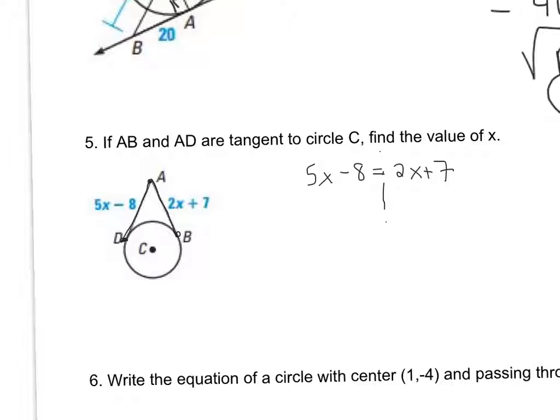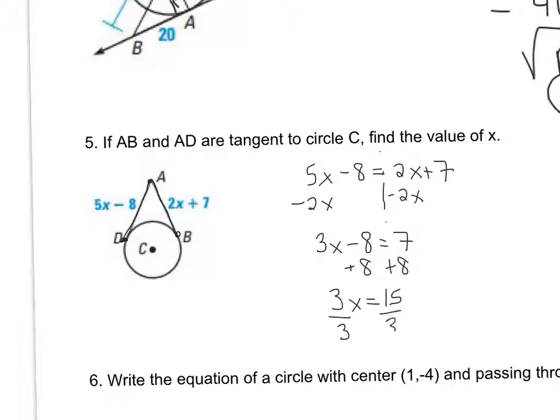So if we solve this, I would subtract 2x from both sides. So that would give me 3x minus 8 equals 7. Then I'll move the number by adding 8 to each side. So I'll get 3x equals 15, and I'll divide both sides by 3. So x is 5. So again, a really easy theorem. If you have two tangents that meet at an external point, we consider those to be equal.